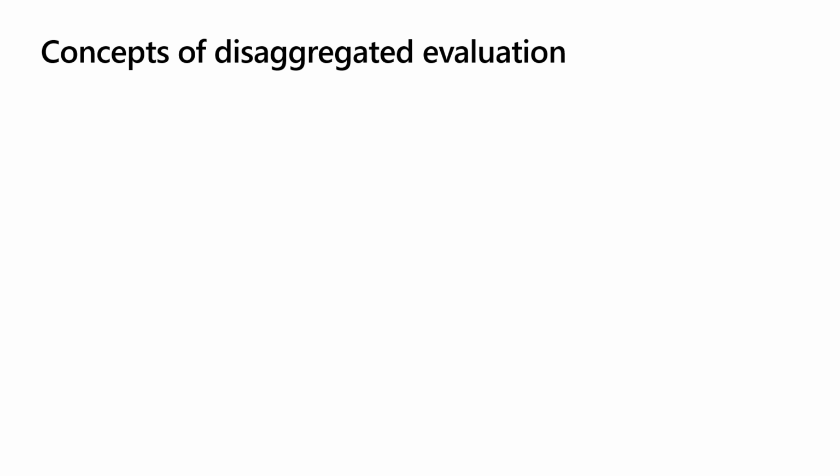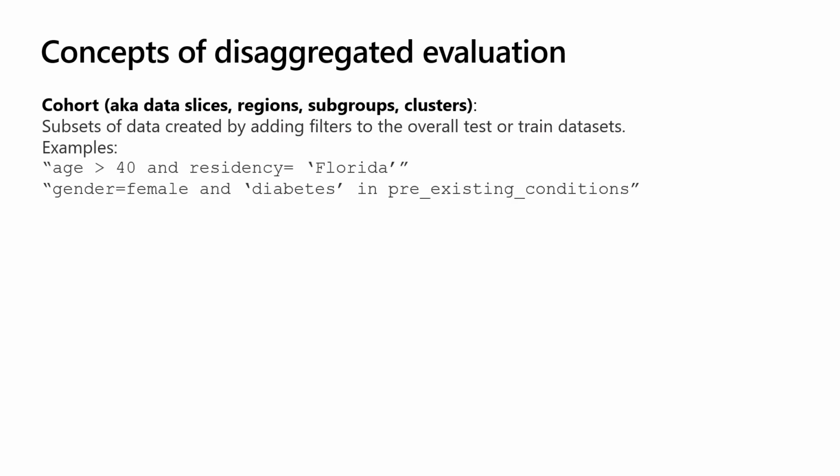At the heart of disaggregated evaluation is the concept of a cohort. The literature has used different terminology for cohorts, such as slices of the data or subgroups, but the concept remains the same. These are subsets of data that are created by adding different filters to the overall test or training data sets. For example, a cohort on a census dataset may be all individuals whose age is higher than 40 and their residency is in Florida. Or for a medical dataset, it may be all patients whose gender is female and they have diabetes in the list of pre-existing conditions.